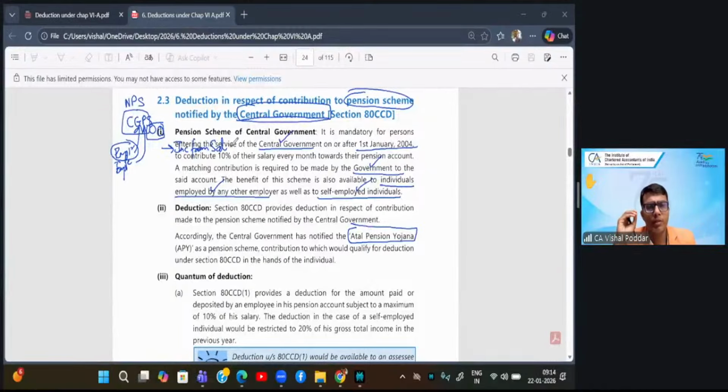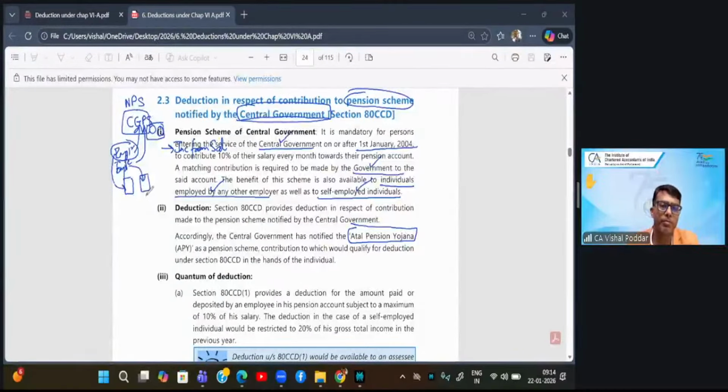Firstly, this amount of employer's contribution becomes your salary income. First point. Now the second point. Both these contributions, what the employer did and what you are going to do, are eligible for deduction under this section. That is the beauty of this section. It gives you deduction for both contributions, the employer's contribution and your contribution also.